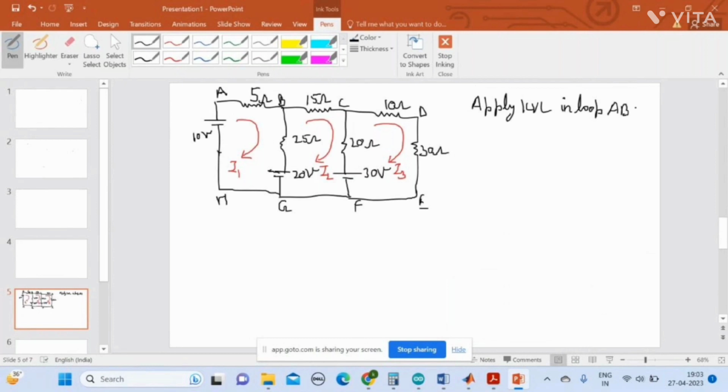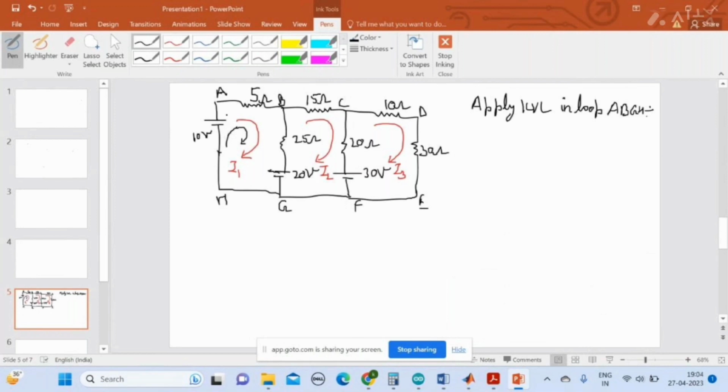So what will be the equation? We are taking the direction of I1. We are taking the direction like this. So here you can see the current in 10 volt. The direction of current in 10 volt is from negative to positive. Therefore, here gain is occurring.